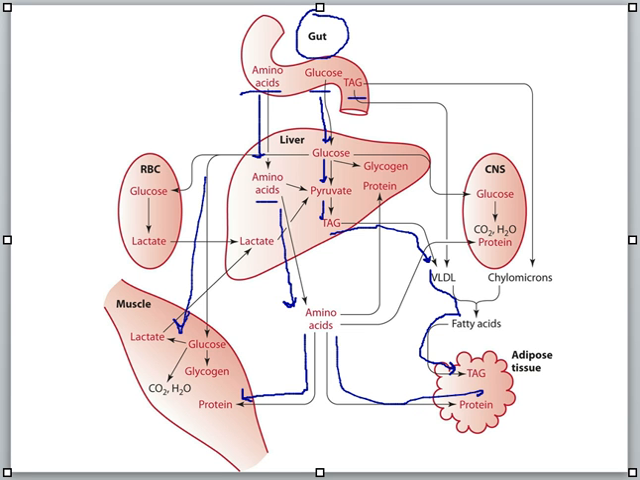Some other options for glucose, and glucose really is that key energy source. It's our body's primary fuel source. So if we have plenty, it can also be converted to glycogen for storage. So we know that glycogen is stored in the liver as well as in muscle tissue. So we can go down this pathway. If the glucose goes into the muscle, it can also be stored as glycogen in the muscle.